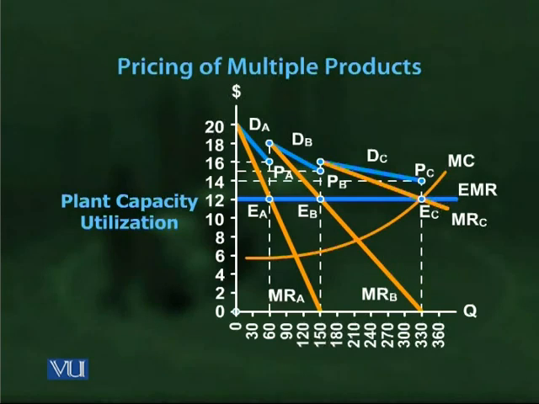Now next we are going to consider another pricing practice model, that is jointly produced products. When the products are jointly produced, it's not only the demand interrelationship but also the production interrelationships that the firm has to consider. These production interrelationships arise because the firm is producing two products jointly.